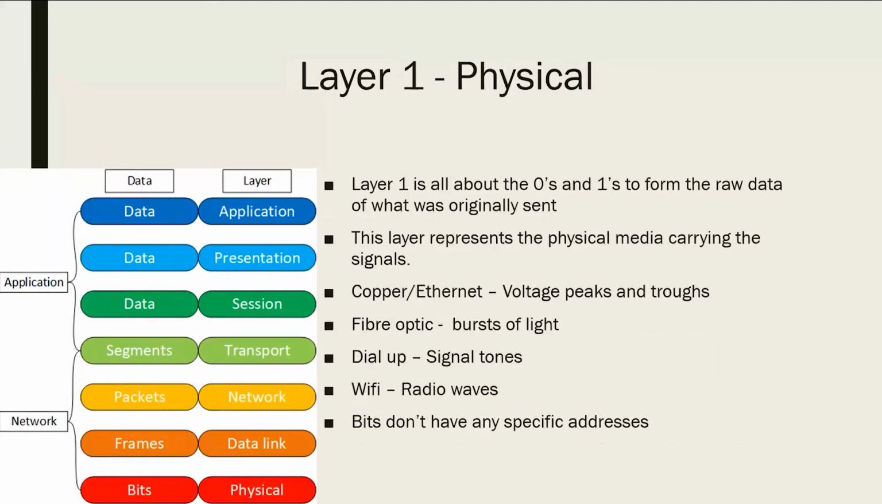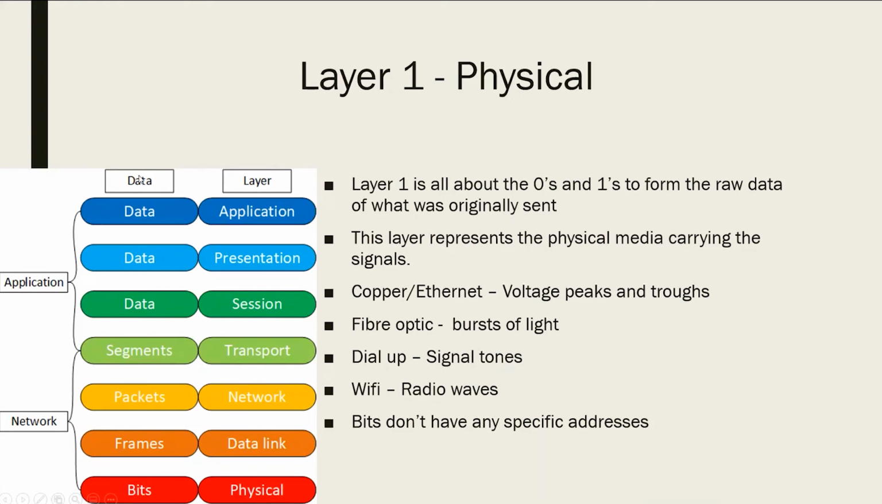We then have layer 1, which is very much the physical layer. It's the ones and zeros, it's the raw data. So you've got all of this control information from these relevant layers, and you've also got your actual data that you're trying to send to your destination.